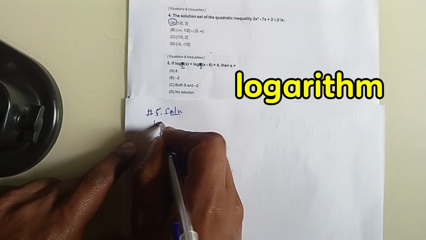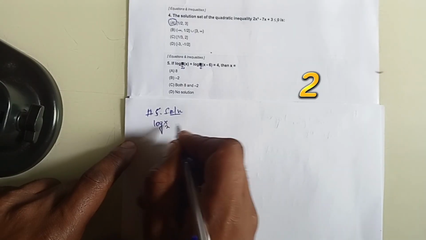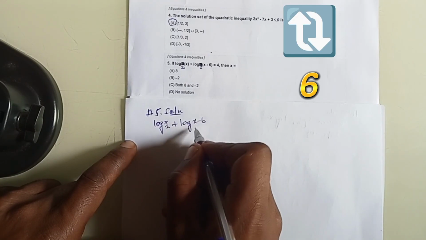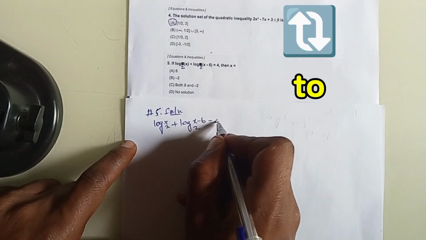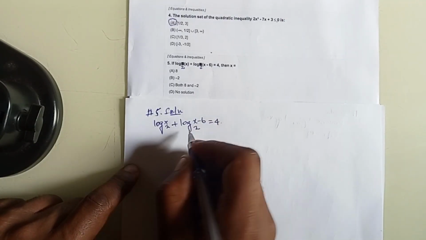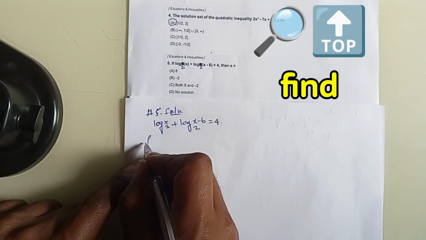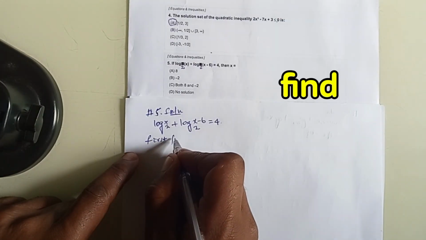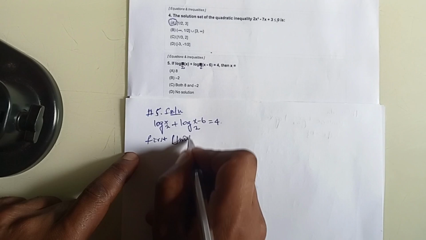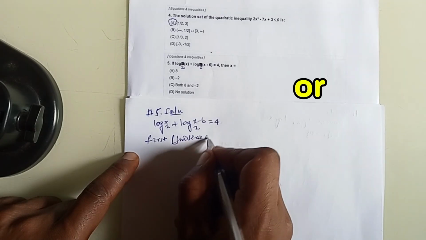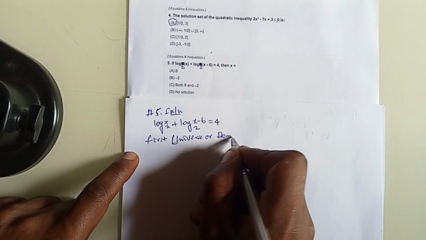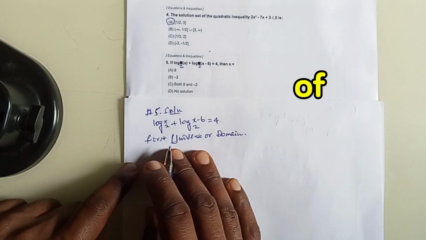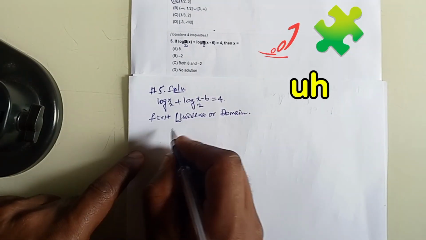So the logarithm of x to the base 2 plus the logarithm of x minus 6 to the base 2 is equal to 4. Now to find this, first of all, find the universe, or domain. As we know, the domain of a logarithmic function is a set of positive real numbers.